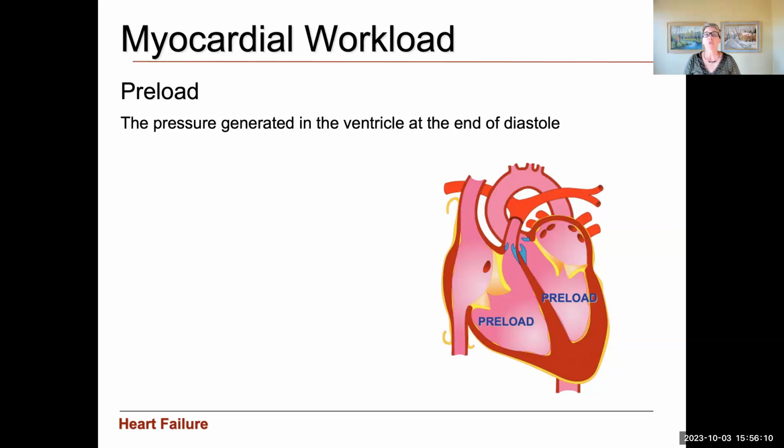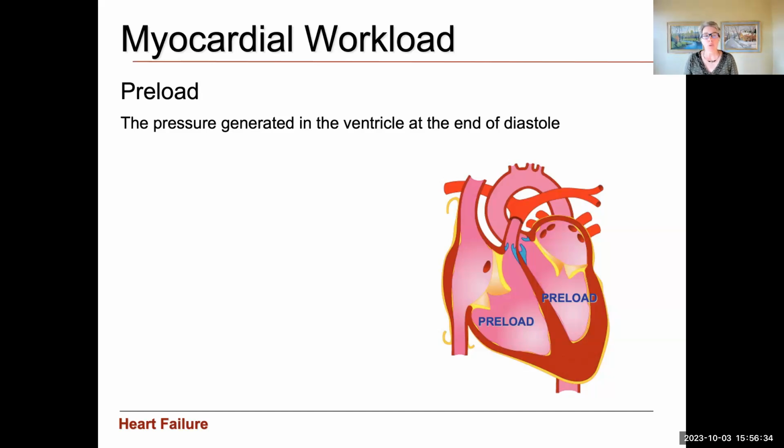So we are going to talk about two major components of myocardial workload. And we're going to be focusing on the ventricles because they're the ones that are working the hardest. The first parameter is called preload, and the second one is called afterload. So think pre, after, okay? It's going to have something to do with before and after the heart.